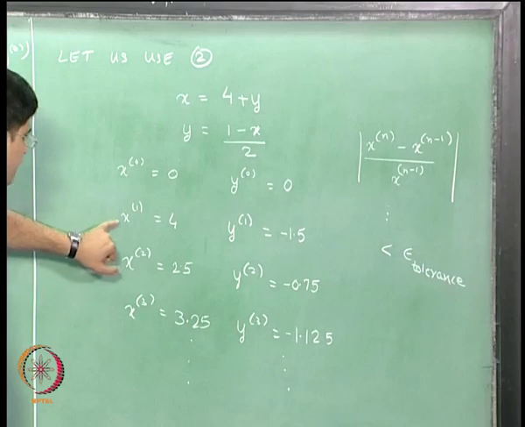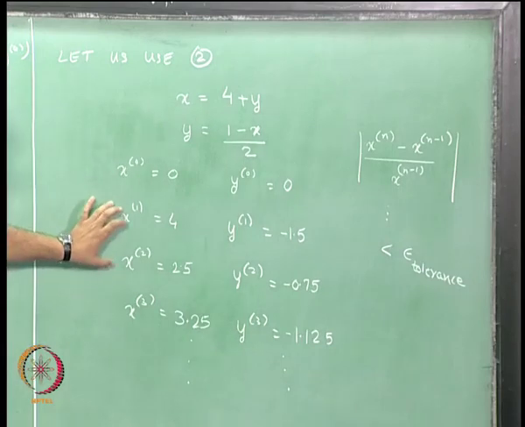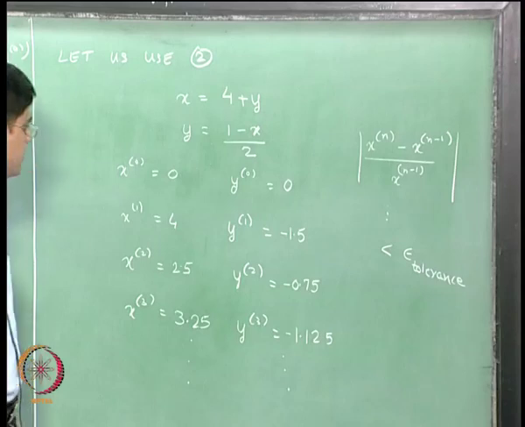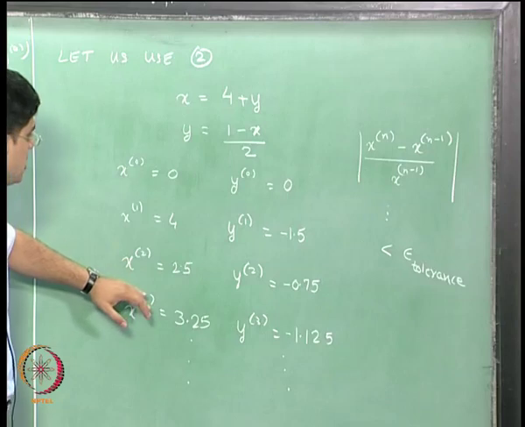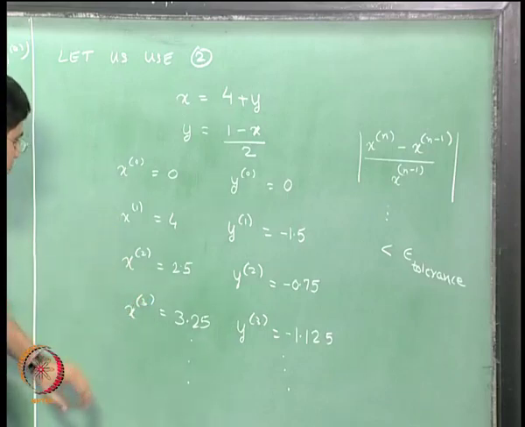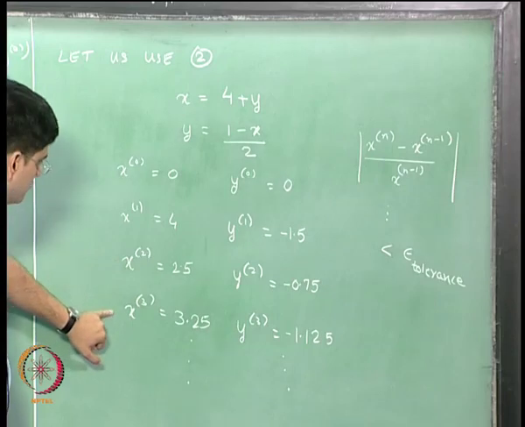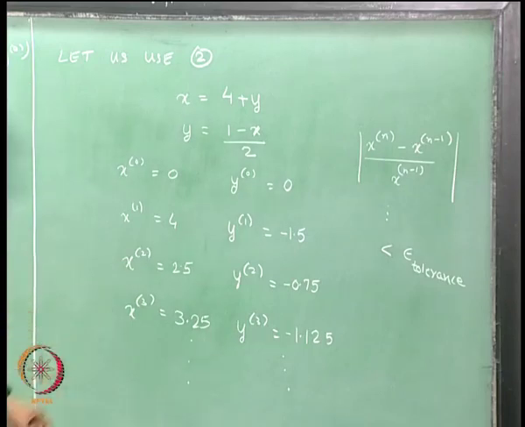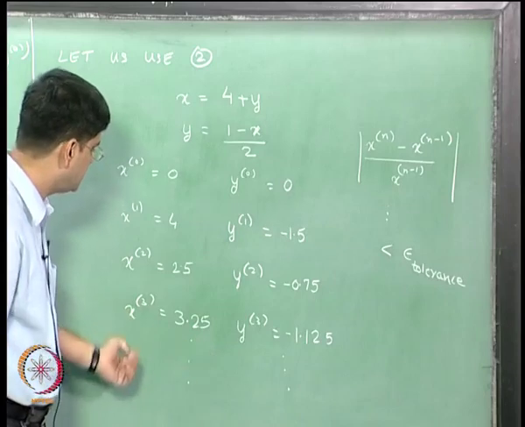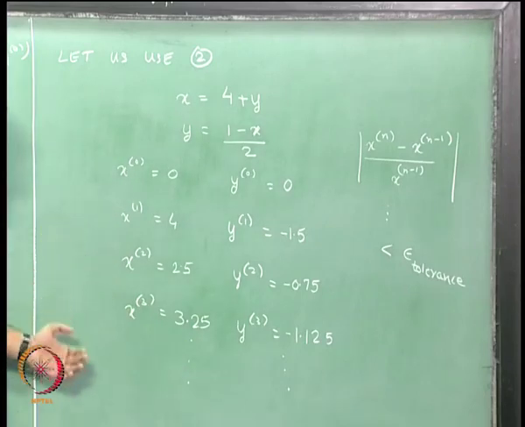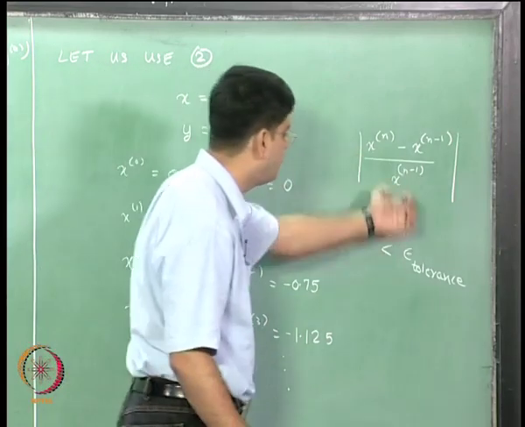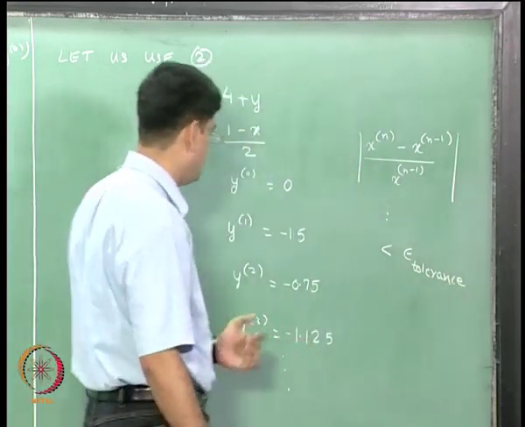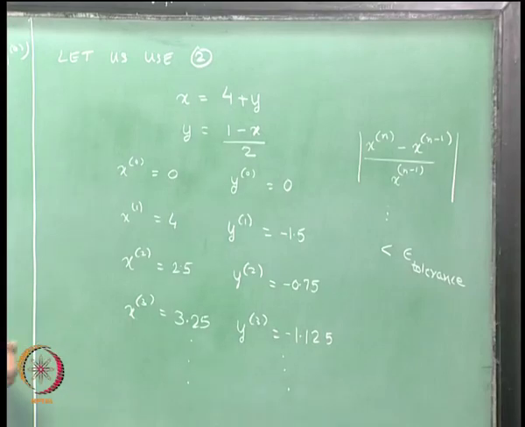In this case it has changed from 4 to 2.5, so the change is actually 1.5 divided by 4, so that is a pretty large percentage of change, almost 35% change when you go from 4 to 2.5. Likewise, from 2.5 you are going to 3.25, that is also a pretty large change. After a certain point we will see that xn minus 1 and xn and so on and so forth, they will start differing from each other with relatively small amounts, and when that difference falls below epsilon tolerance, at that time we say that the overall Gauss-Seidel iterations have converged.